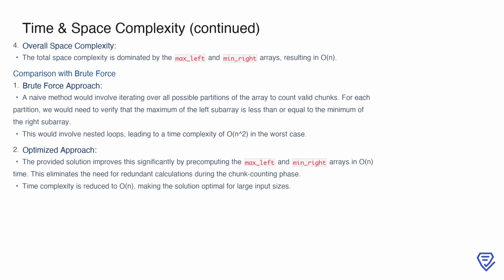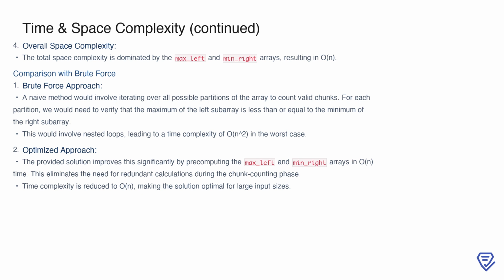Comparing this optimized solution to a brute force approach highlights its efficiency. A naive method would involve attempting all possible partitions of the array. For each partition, we would need to verify that the maximum of the left subarray is less than or equal to the minimum of the right subarray. This verification process would require nested iterations, leading to a time complexity of O(n squared).